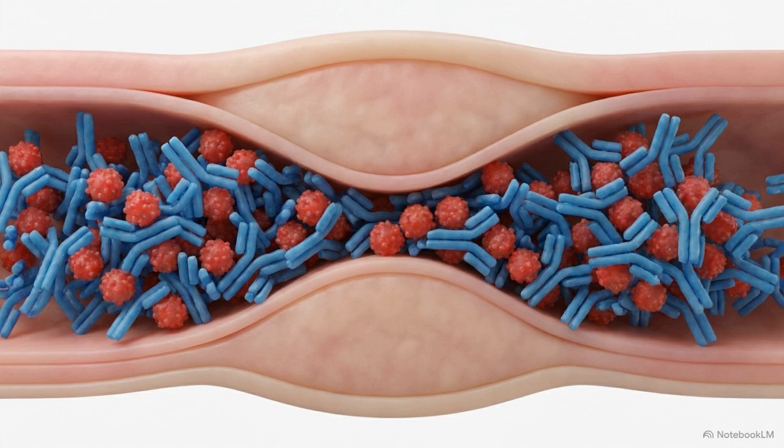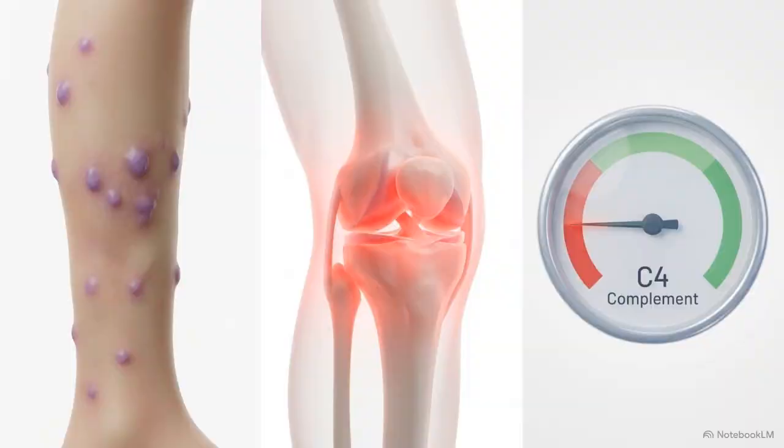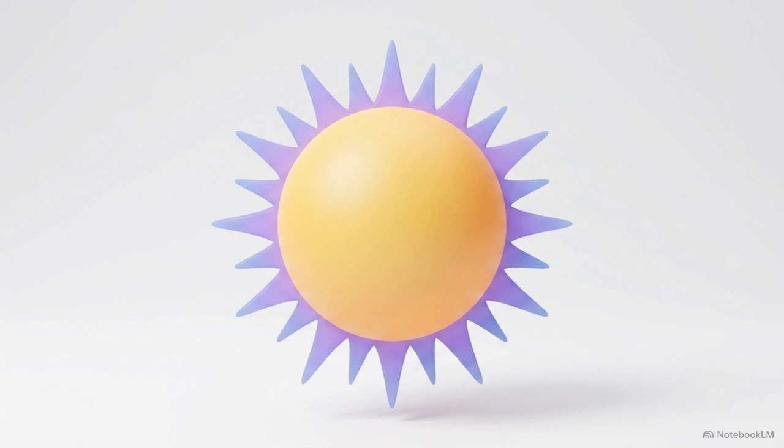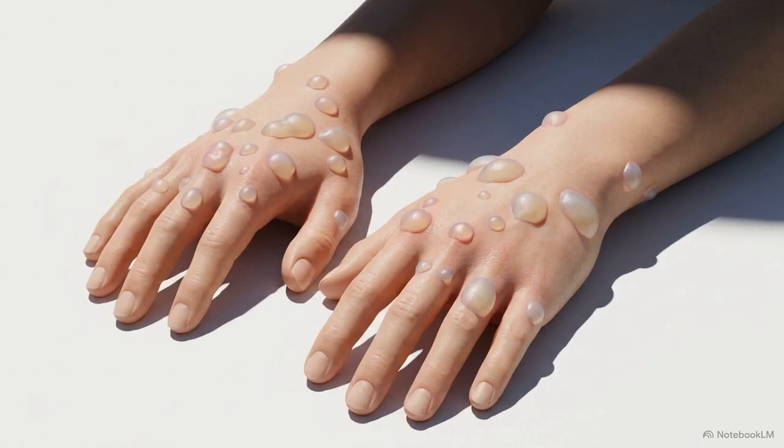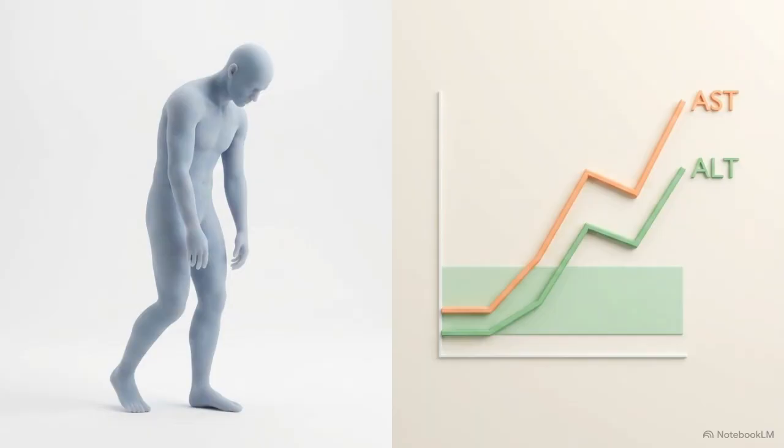The first classic link is essential mixed cryoglobulinemia. These patients present with palpable purpura, severe arthralgias, and distinctly low C4 complement levels, as the immune complexes consume the circulating proteins. The second classic link is porphyria cutanea tarda. This manifests as fragile, blistering skin, strictly localized to sun-exposed areas, most frequently the dorsum of the hands. We can identify this in practice.